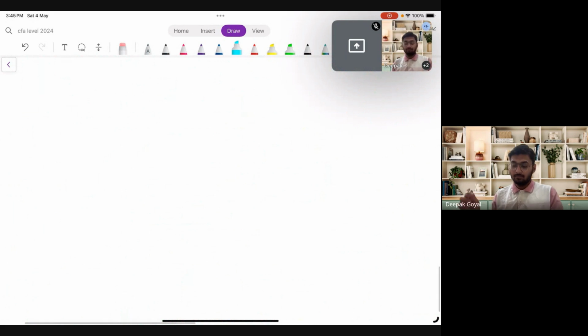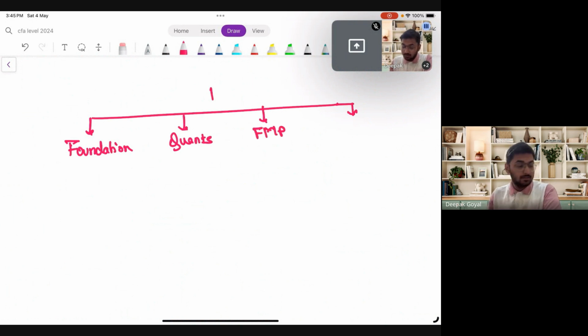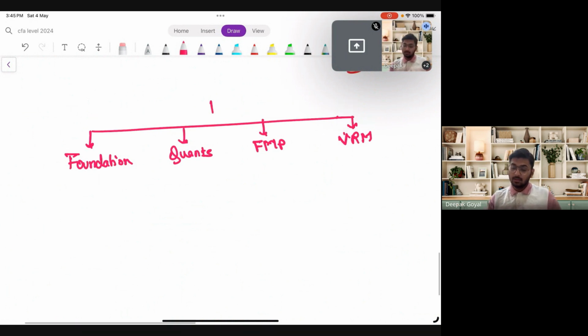Now, let us discuss the subjects of FRM part 1. There are 4 subjects which we have to cover in FRM part 1. One is your foundation. Second is your quants. Third one is your FMP, financial markets and products. And fourth is your VRM, that is valuation and risk models. Now in total we are going to study 62 chapters.